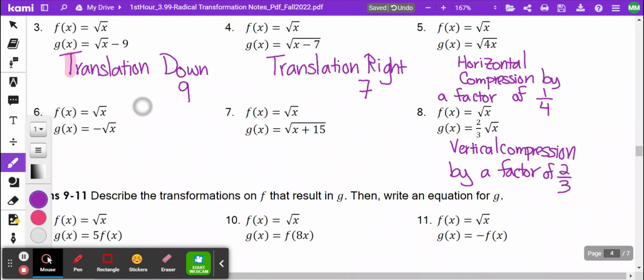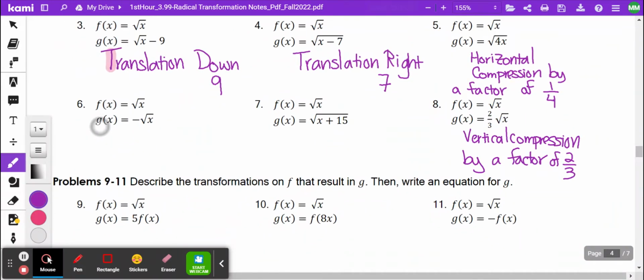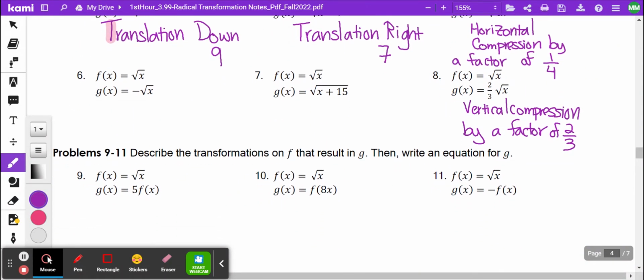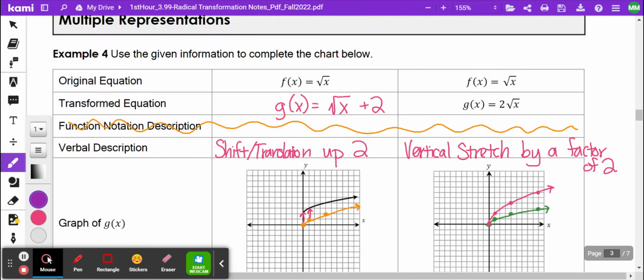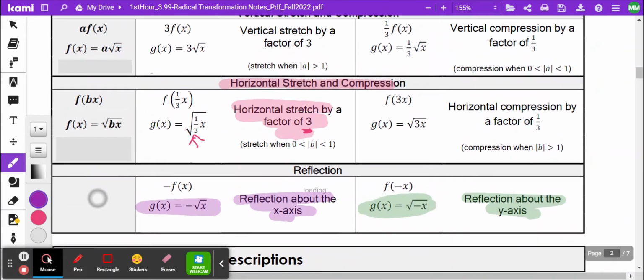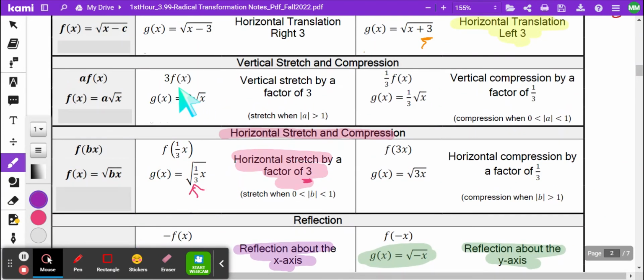Okay, I'm going to do a few other ones from the next section. So if we look at problem 9, this one gives it to us in the description form. So we want to look for where we have 5 in front of the function. So if we look at our table, we want to find where 5 is in front of the function. So just like right here, 5 is in front of the function. So we would rewrite that as g of x equals 5 root x. And it's a stretch by that factor.